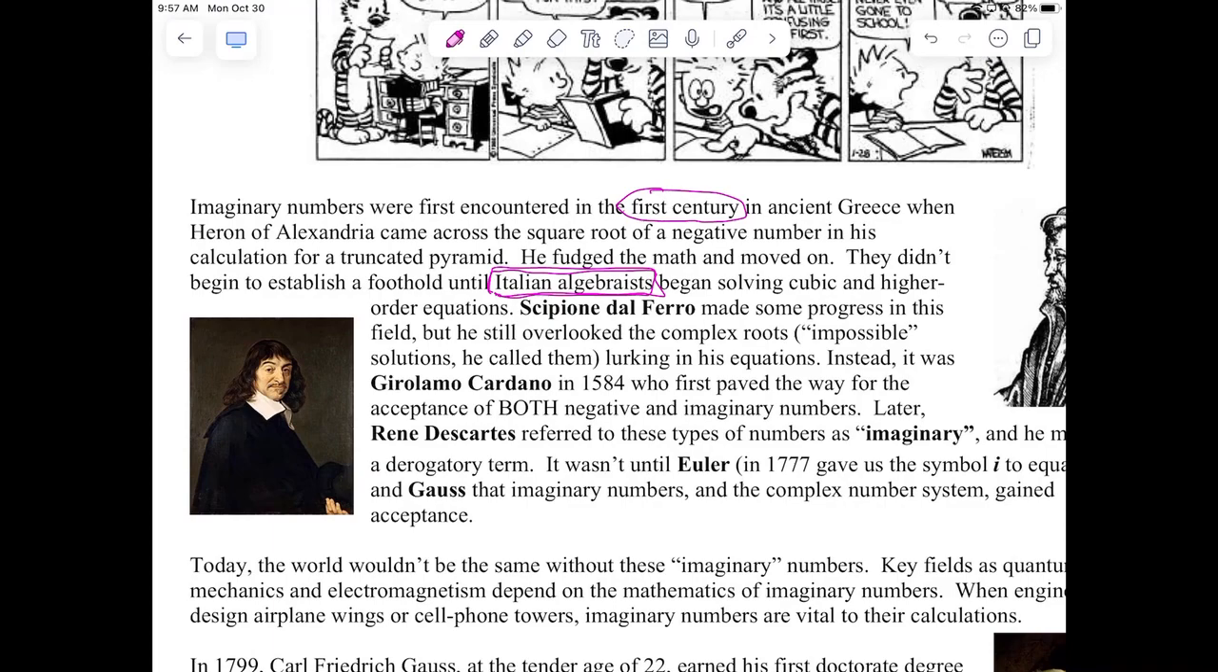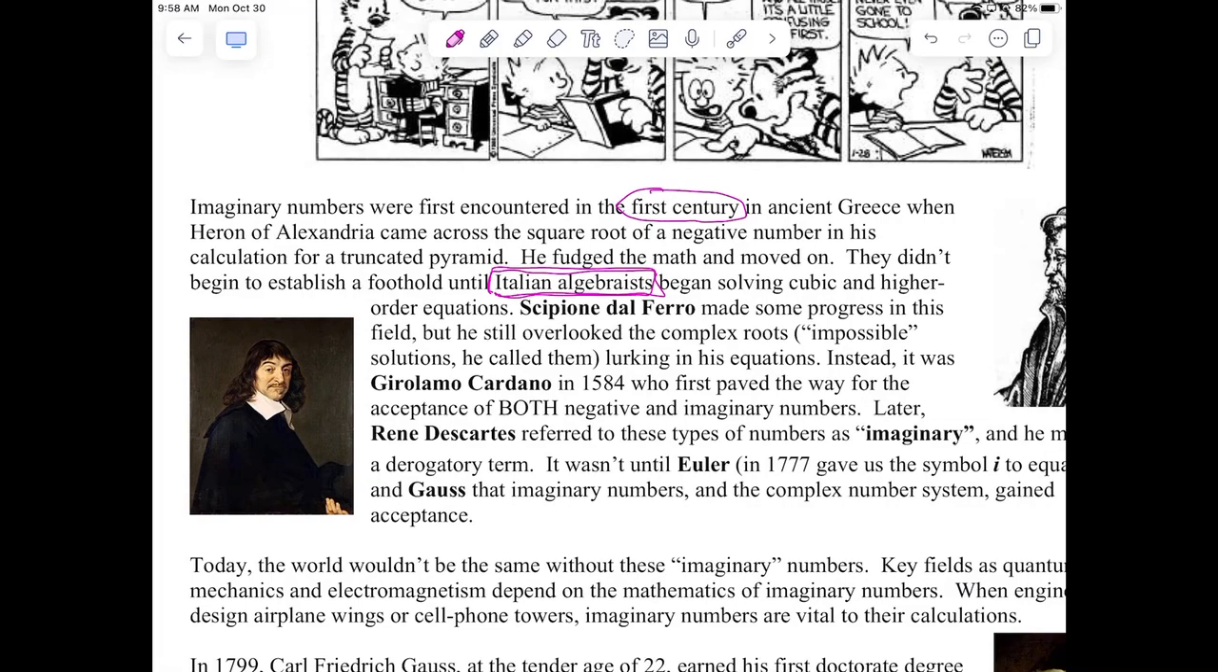The first guy to do it was this guy. Anyone know a guy these days named Scipione? Who are you going to prom with this year? Scipione? Scipione del Lamborghini? No, Scipione del Ferro. Oh, okay. That guy. I forgot about him. He actually came across square roots of negative numbers as well. But he didn't know how to deal with them. So guess what he did? He called them impossible solutions. Impossible solutions. He was frustrated. Oh, it's impossible. I can't do it.